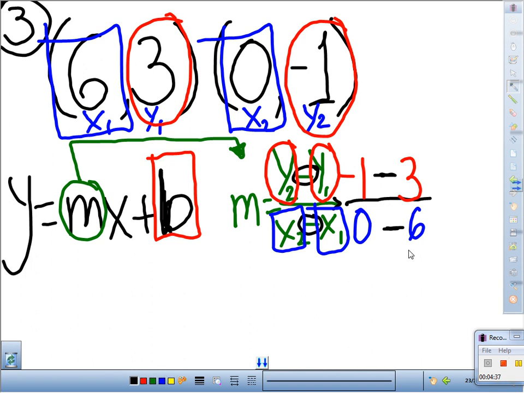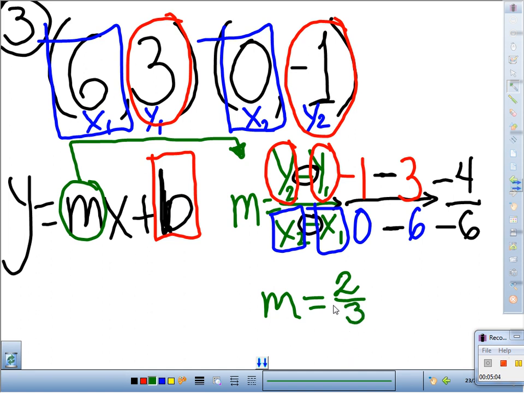All right. What is -1 minus 3? That's -4 over. What is 0 minus 6? -6. Okay. Now we can simplify that. So this is m equals, let's see, what is negative divided by a negative? Positive. 4 sixths becomes what, if we simplify? 2 over 3. Get it? 2, 3. And after that, everybody go like this. You need to box it.